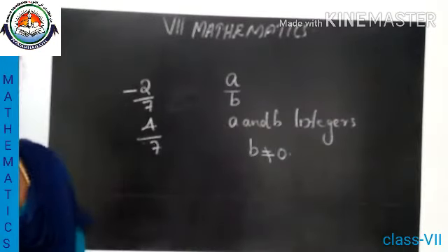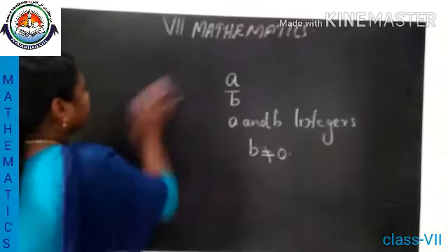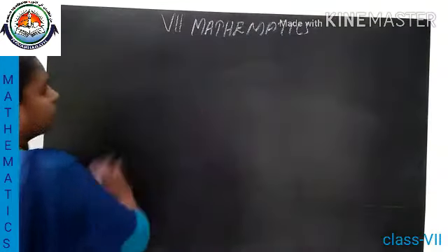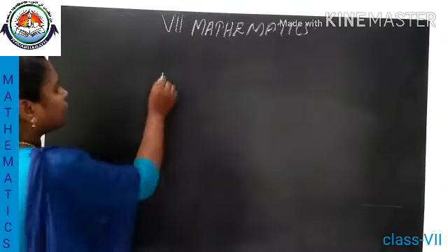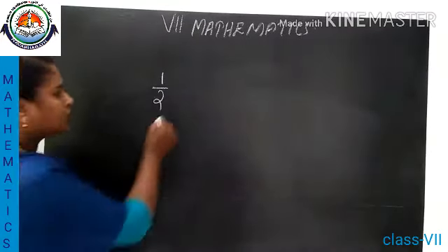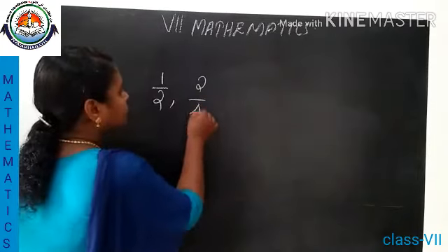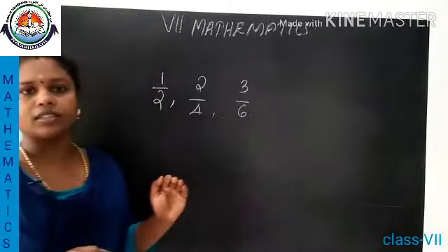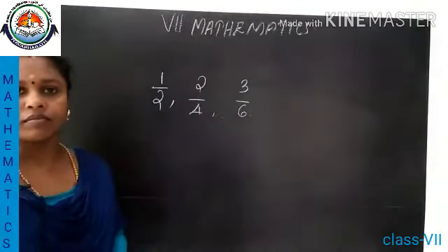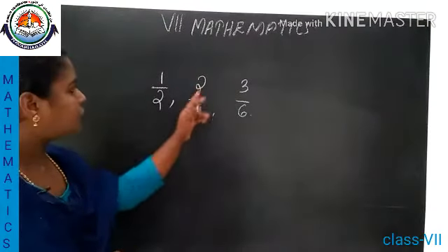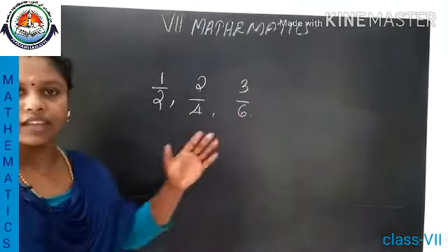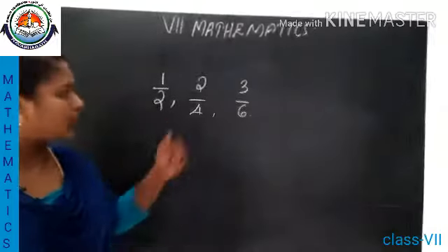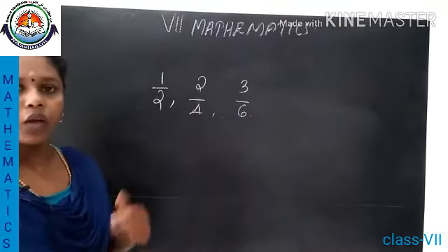Okay, and we know that 1 by 2, 2 by 4, 3 by 6, these fractions are all equal. So we can say that they are equivalent fractions. Why are they equal? How can we say?